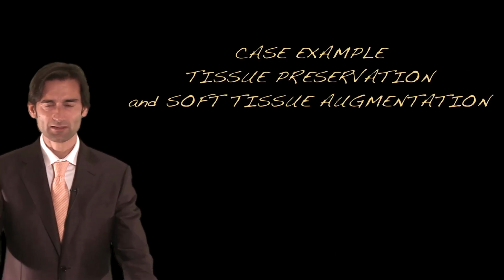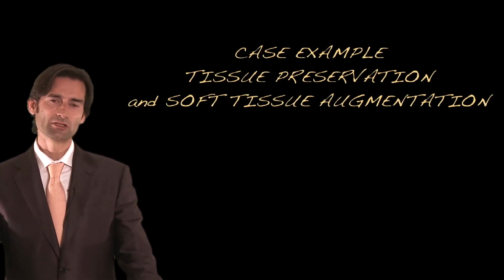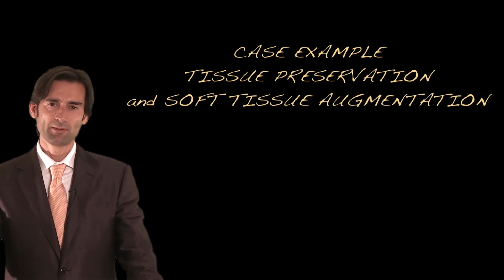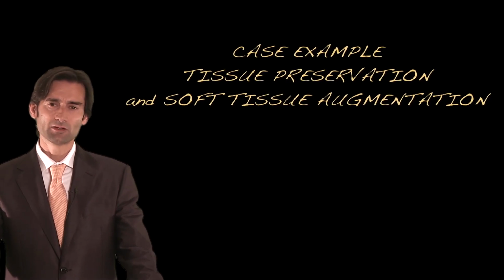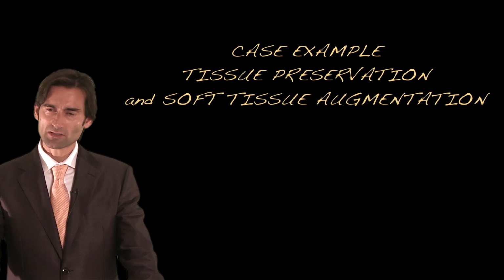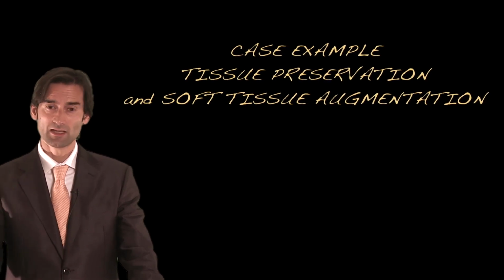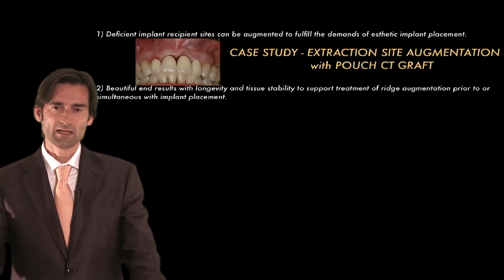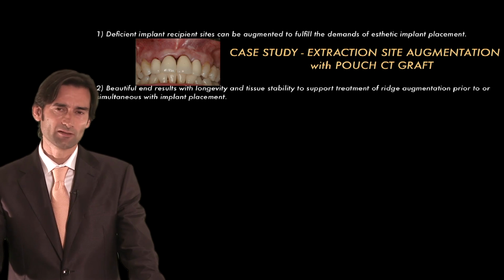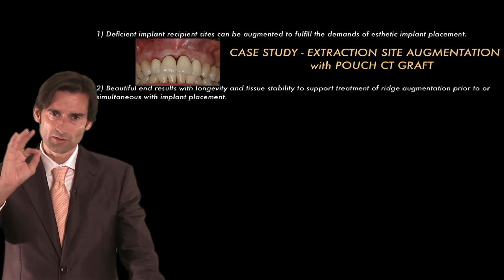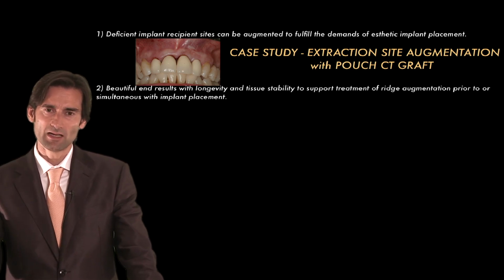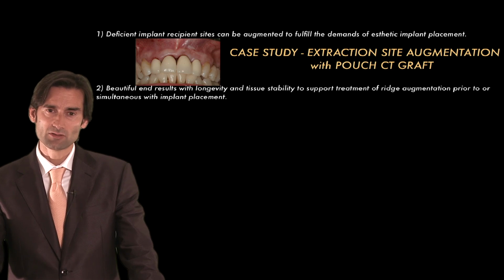Next example I would like to do when we move a little bit more towards augmentation. And you can see here in this particular patient how we're going to look at tissue preservation, but also some soft tissue augmentation. And you can do those 2 things at the same time. And the case study will be a patient where we have to extract 4 anterior teeth because of a hopeless condition of them, having short roots, some periodontal attachment loss, as well as some mobility to those anterior teeth. But we're going to augment the site with a pouch connective tissue graft.